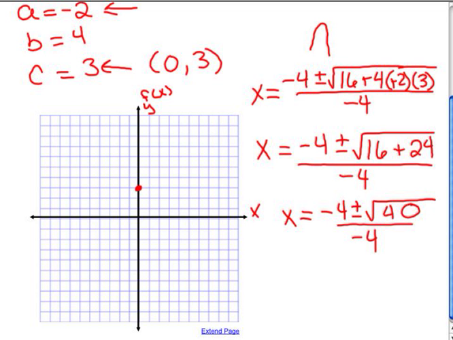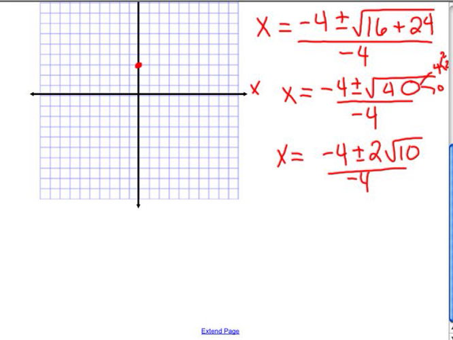And we can keep on going. x equals negative 4 plus or minus the square root of 40, which breaks down into 4 and 10, so 2 and 2. You'd have 2 root 10, all over negative 4. And you could finally finish simplifying that. Excuse me, take a 2 out of everything, and you'd have negative 2 plus or minus the square root of 10, all over negative 2.